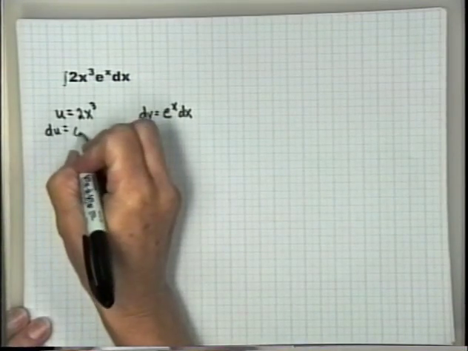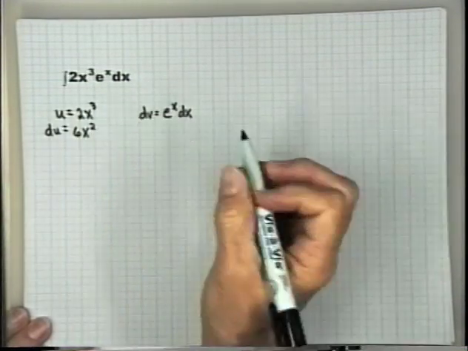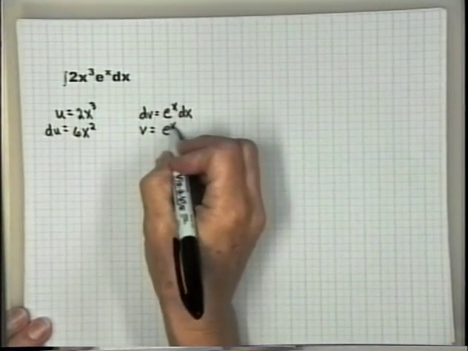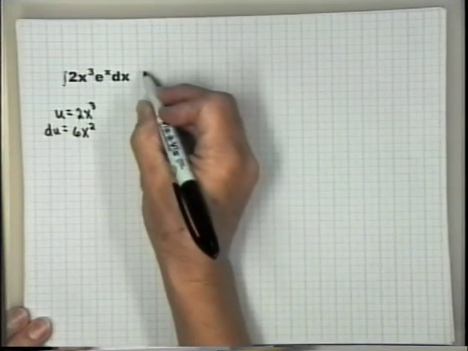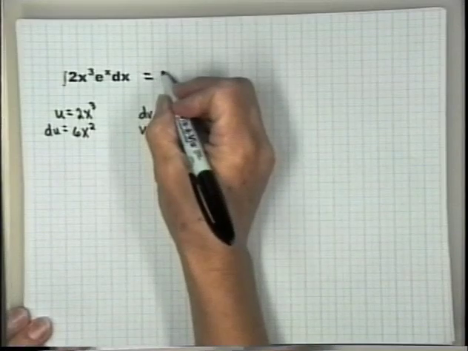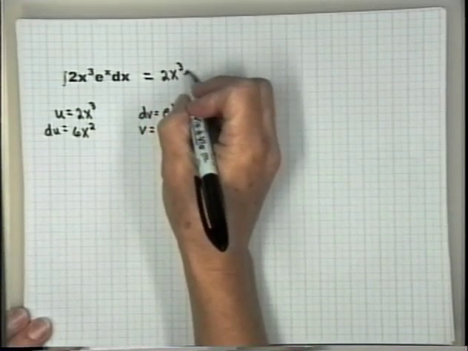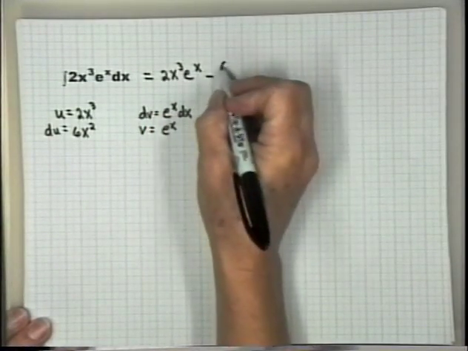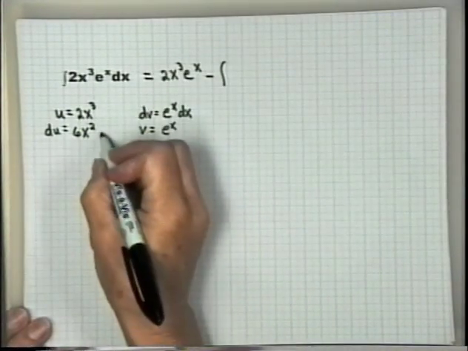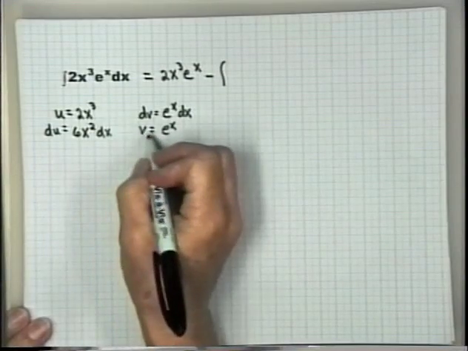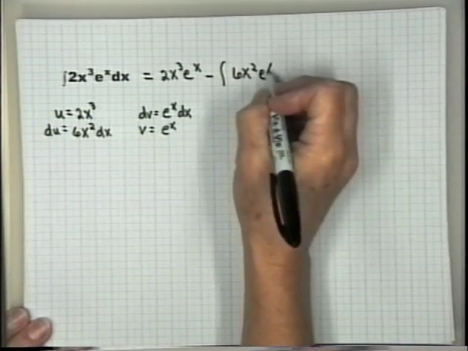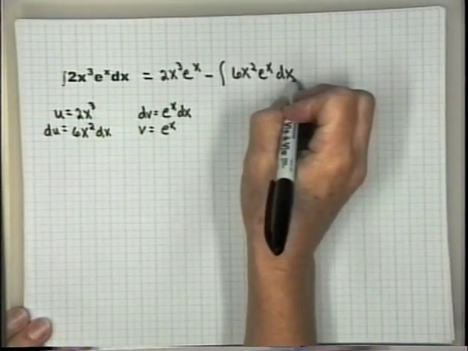Du is going to be 6x squared. If I find antiderivatives here, v will be e to the x. Okay, have you learned your formula yet? U times v, 2x cubed e to the x, minus integral, v times du. You know what, I forgot my dx right there. Okay, v times du is 6x squared e to the x dx.